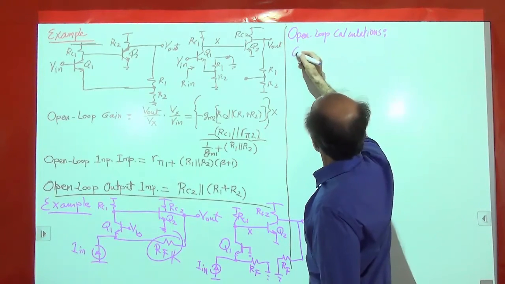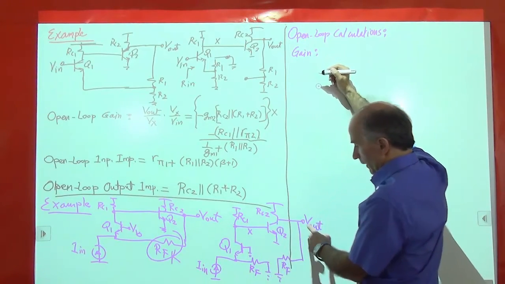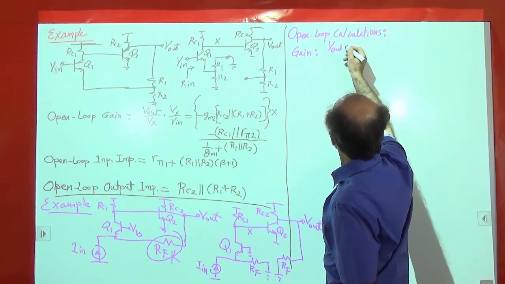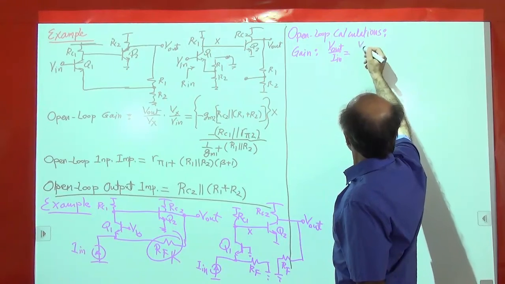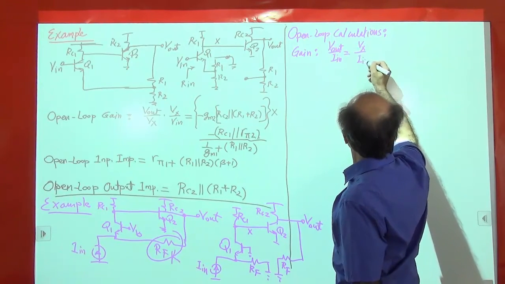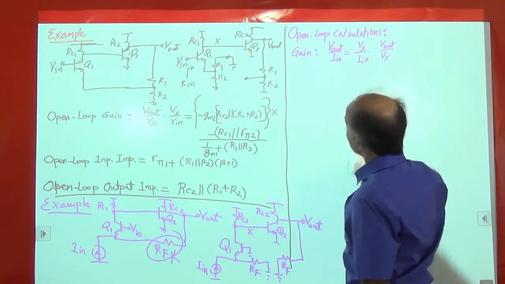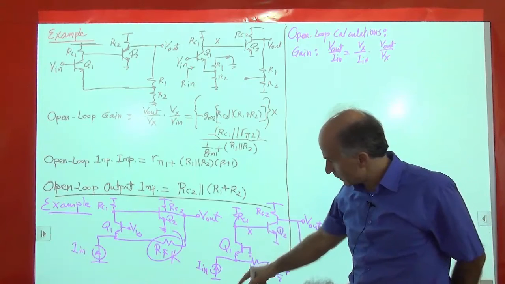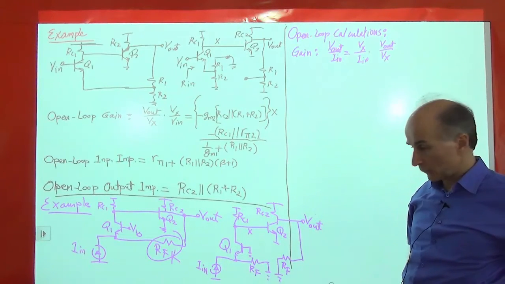All right, so gain. Gain is again, we are interested in V out over I in. So we say V out over I in, but we're going to write it as Vx over I in times V out over Vx. Vx over I in: this voltage divided by this current. All right, well, we have to do it carefully.